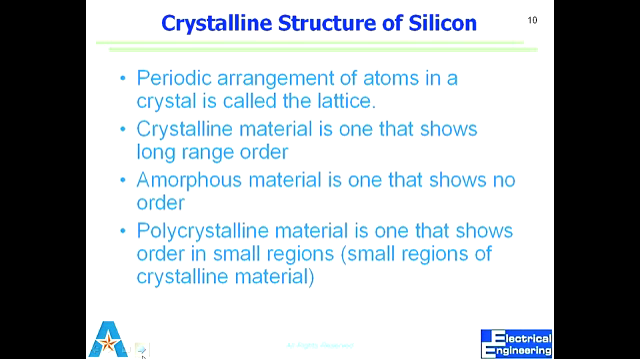So there is a periodic arrangement called a lattice. It shows long range order. Amorphous materials show no order. Polycrystalline materials show order in small regions. And then there is an amorphous region, and then there is some order again, and it goes on like that.